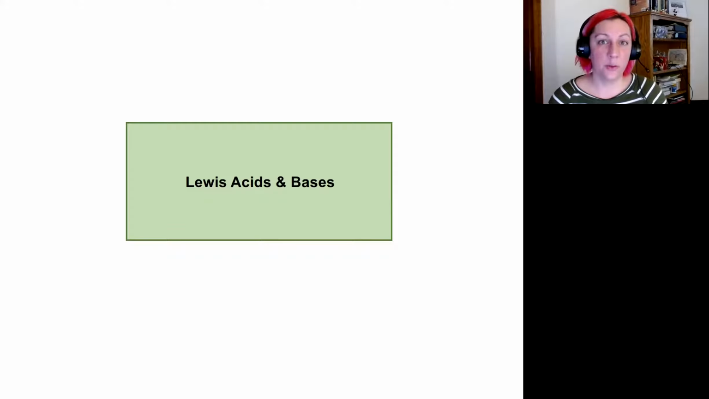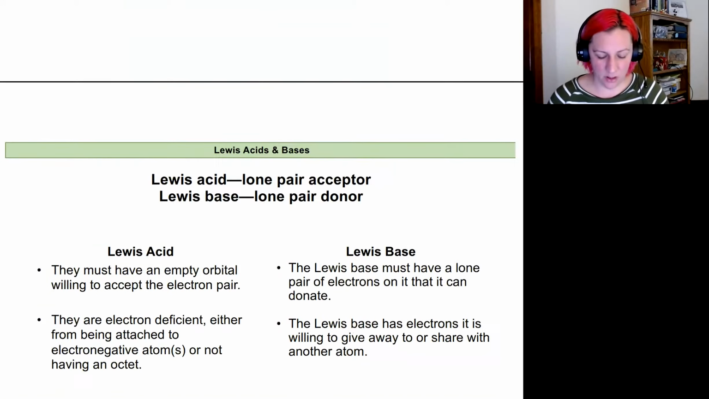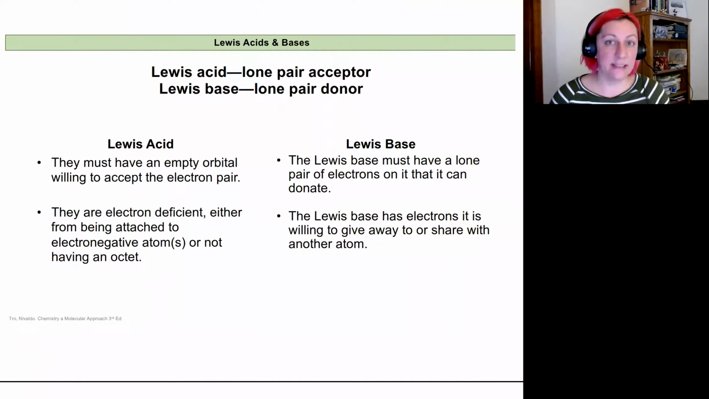In this lecture, we're going to talk about a new definition of acids and bases. We've had our Arrhenius definition, then our Bronsted-Lowry definition, which we've spent the most time on. And now we're going to introduce the Lewis acid and base definition. So with Lewis acids and bases, we're going to broaden our definition even more.